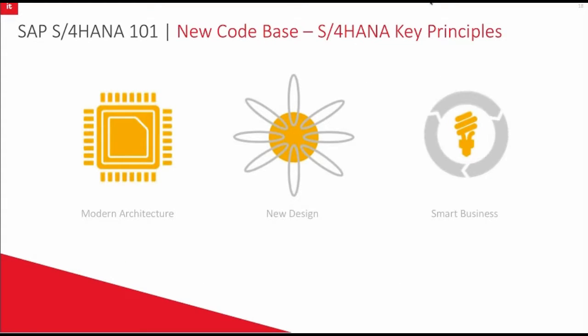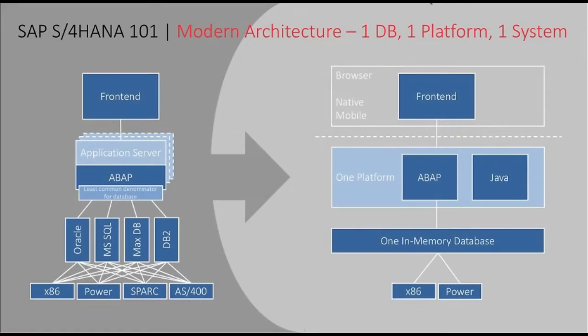So let's touch briefly on what this new code base for S/4HANA brings with it. I wanted to focus on 3 key principles, just to make sure again that everybody is aware of what we get with S/4HANA. So let's start. We've already touched on this to a degree, the modern architecture. So historically, you could run SAP, ERP, ECC on a variety of hardware platforms with a variety of databases. And the applications were tuned for the least common denominator database.